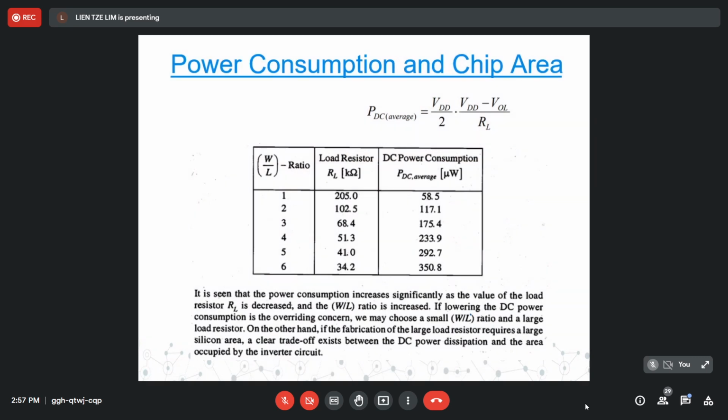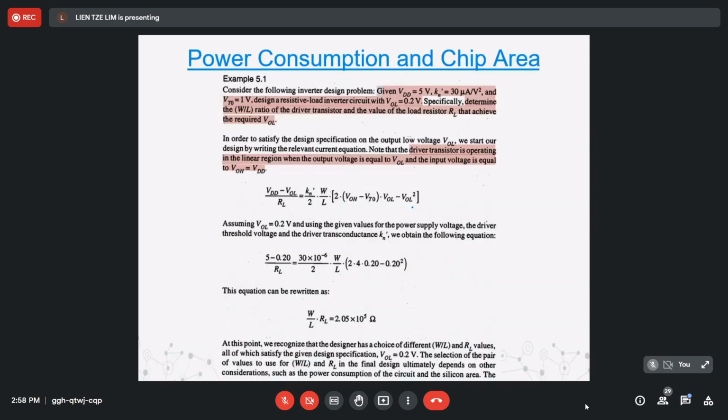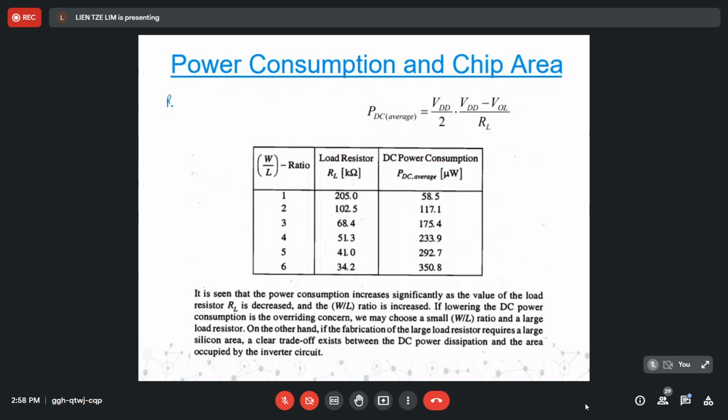This is the table. You see this table lists the values of width over length from 1, 2 until 6, and the load resistor in kilo ohms. How do we get these values? We need to use this equation again, equation 2.605. I write here: the formula is W over L multiplied by RL. Not R, it's W.